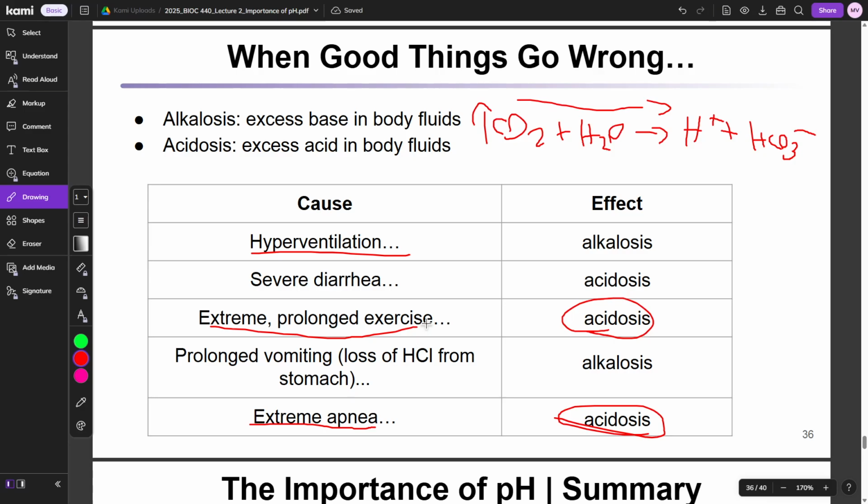But if I had to guess, I assume it's just decrease H plus alkalosis. That's the one that makes the most sense to me. They most likely will not ask you about that though. That's very niche. They could theoretically just say loss of HCl from the stomach, how does that affect things? And for your knowledge, I would just say that loss of HCl decreases H plus, alkalosis.